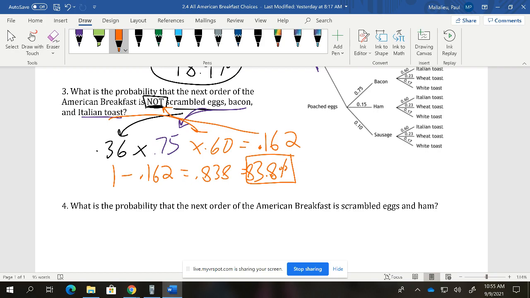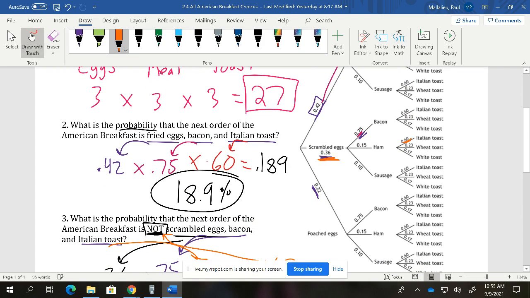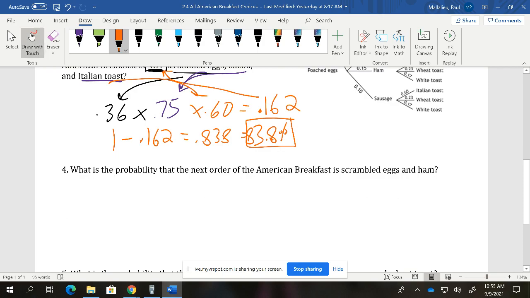All right, so let's look at another one here. What's the probability that the next order of American breakfast is scrambled egg and ham? All right, so we're off of the not here. It is scrambled eggs and ham. If those are our only requirements, then we look for our scrambled eggs, 0.36, and our ham, 0.15. Those are the only numbers that we need, because that means they're fine with any of the toast options. So the probability that it's going to be scrambled eggs, we said, is 0.36. And then it's going to be ham. Our ham was 0.15.